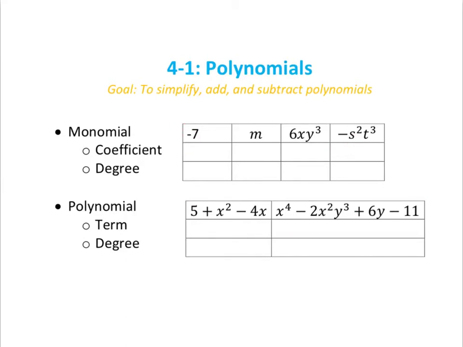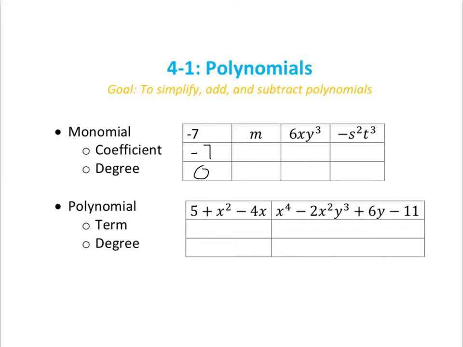Now, let's name the coefficient and degree of each of these examples. So negative 7 here is obviously the coefficient. That's the number in front. The degree, well, there is no variable there. So if there is no variable at all, the degree is always 0. It's like a variable to the 0 power, which is just 1.